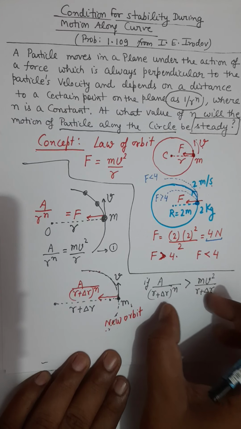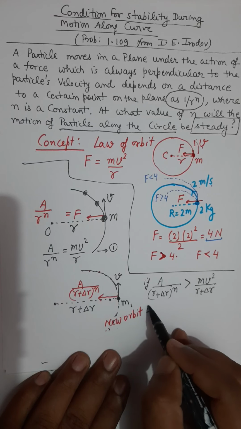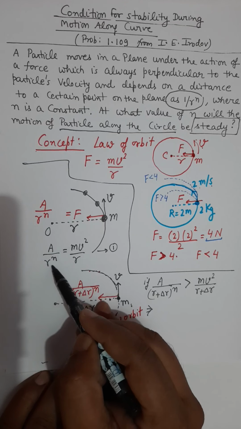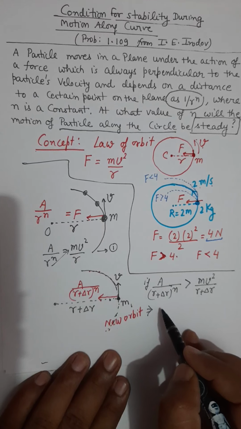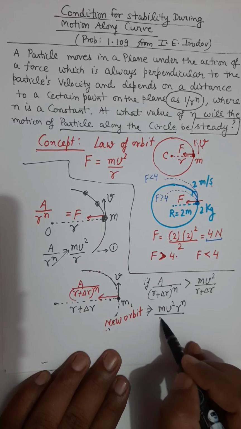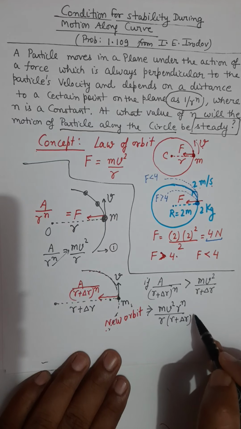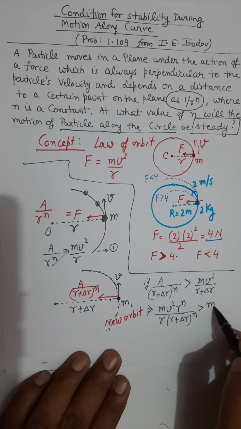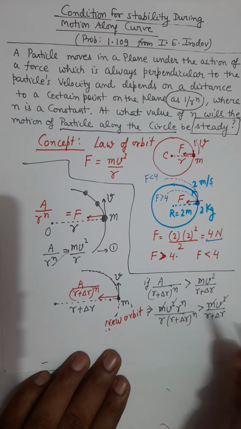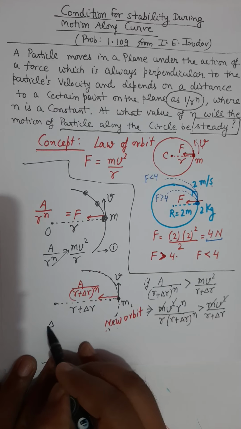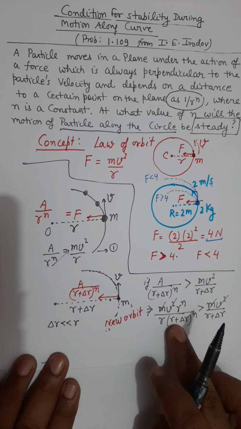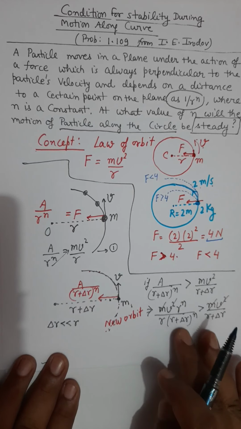Now the mathematical portion of the question is as follows. You can put the value of A from here, replace r to the power n at that side, and you get mv square r raised to the power n over r, and then r plus delta r to the power n should be more than mv square over r plus delta r. mv square cancels, and I will use the approximation that delta r is a very small quantity, so that we can use the binomial approximation here.